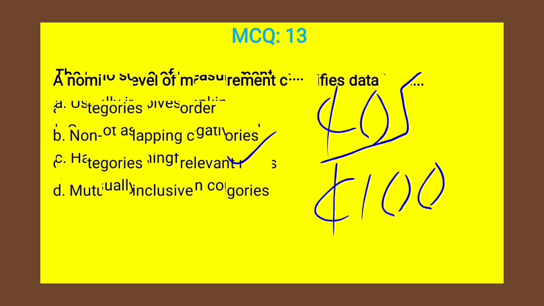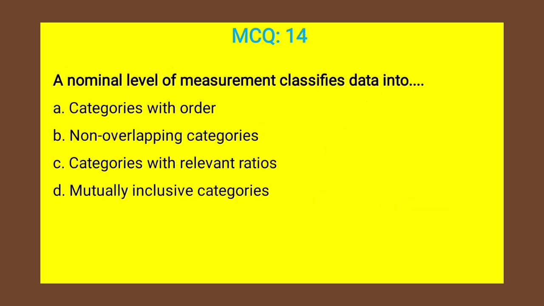Question 14. Let's move on. A nominal level of measurement classifies data into. When we say a nominal level, we are talking about membership. We are talking about a category or group in which once you are in that group, you cannot be in another group. For example, taking gender, we have male and female. If you are male, you'll be in the male group. If you are female, you will be in the female group. And here, this gender becomes a nominal level of measure, nominal data in that case. Because if you are male, you are in the male group. If you are female, you are in the female group.